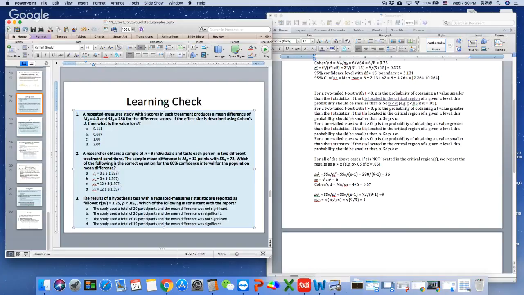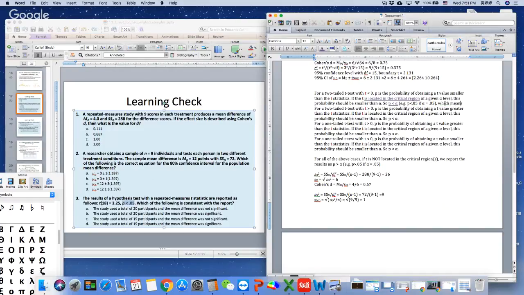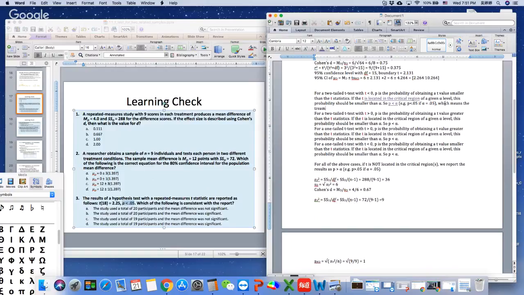Okay, here we have the report, and we are going to interpret this report. We know here the p is smaller than 0.05, right? If p is smaller than the alpha value, which means the treatment effect is.